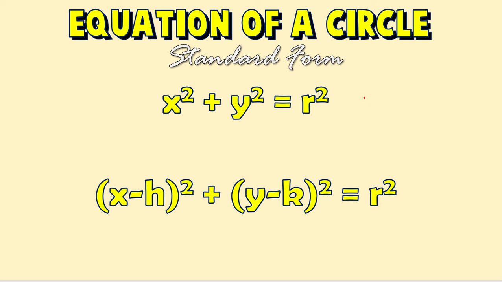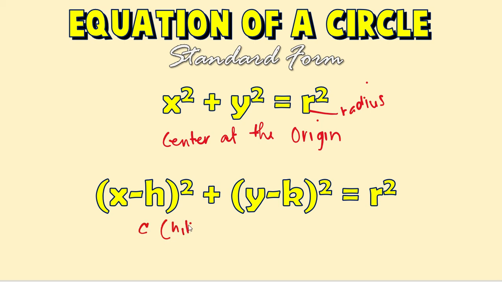So, recall lang natin na standard form ng equation ng circle kapag center at the origin, ang standard form natin ay x squared plus y squared is equal to r squared, wherein yung r natin, siya yung radius. And then, the standard form of the equation of a circle, when the center is at h comma k, ibig sabihin ng h comma k, wala siya sa origin. H comma k yung center or any point in the coordinate plane and still r is our radius.